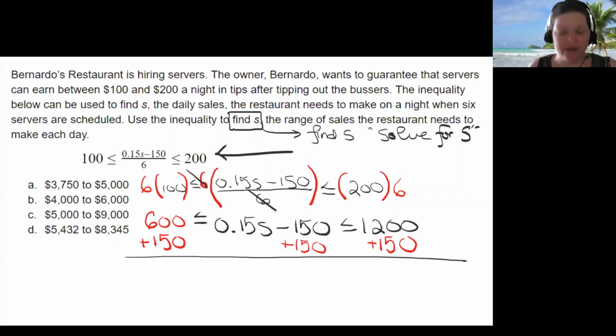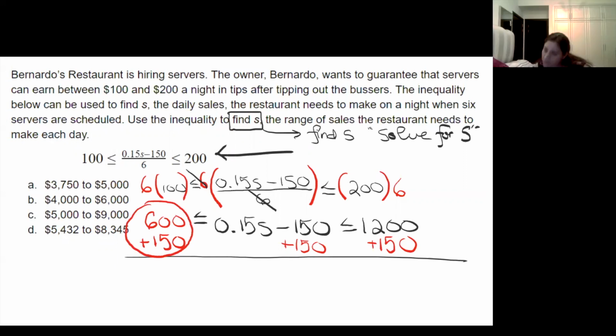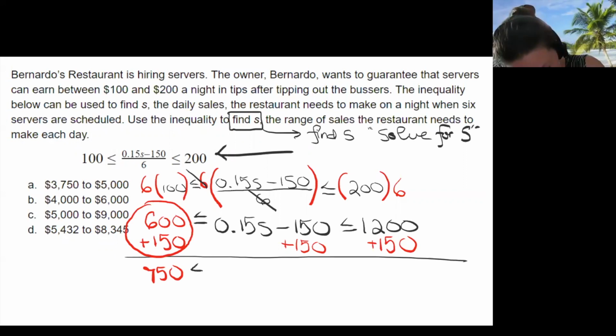Okay, so what will my new inequality be? 750. And I've done nothing to flip my inequality symbol. And then in the middle, subtracting 150 and adding 150 are opposites. They cancel. So all I have left is that 0.15s. And I've done nothing to flip my inequality symbols. And then on the right-hand side, I will have 1,350.